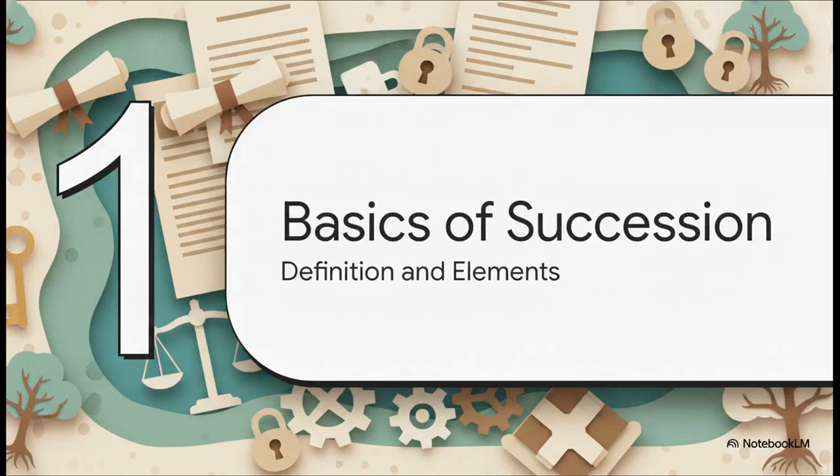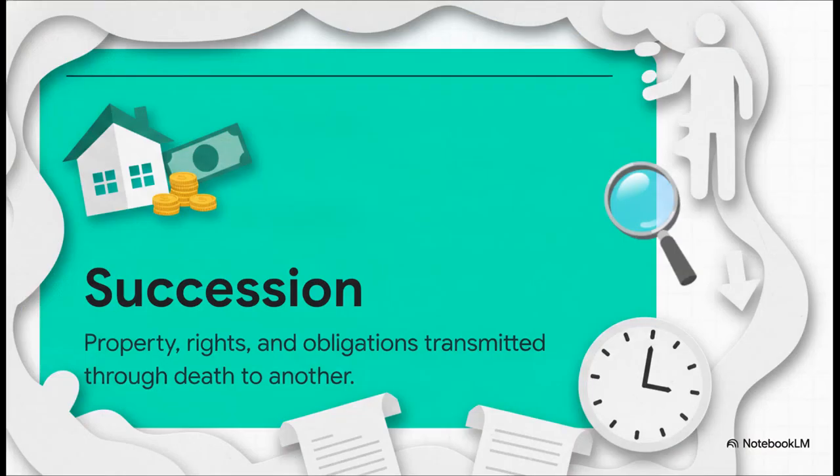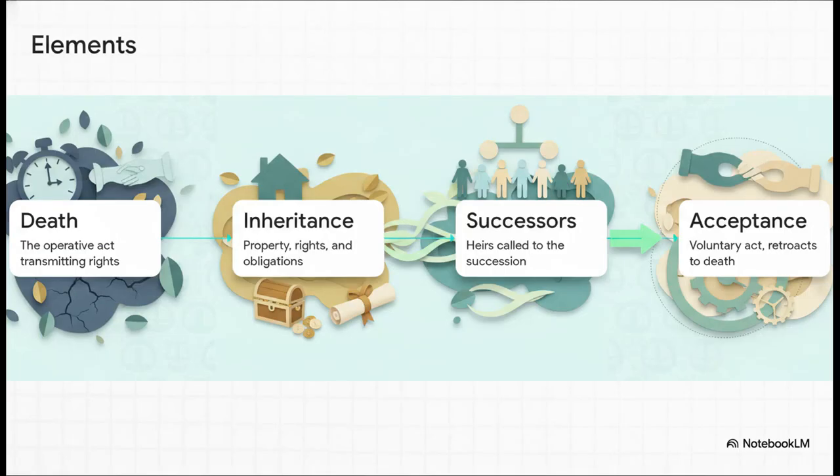All right, let's jump right into part 1, the basics of succession. Now, under Articles 774 and 712 of the new Civil Code, succession isn't just about handing over the keys to a house or passing down a bank account. It's actually a comprehensive transfer of a person's entire legal and financial footprint. We're talking all rights, obligations, and properties transmitted to another person through one specific event: their passing. This whole process requires 4 precise elements to actually work.